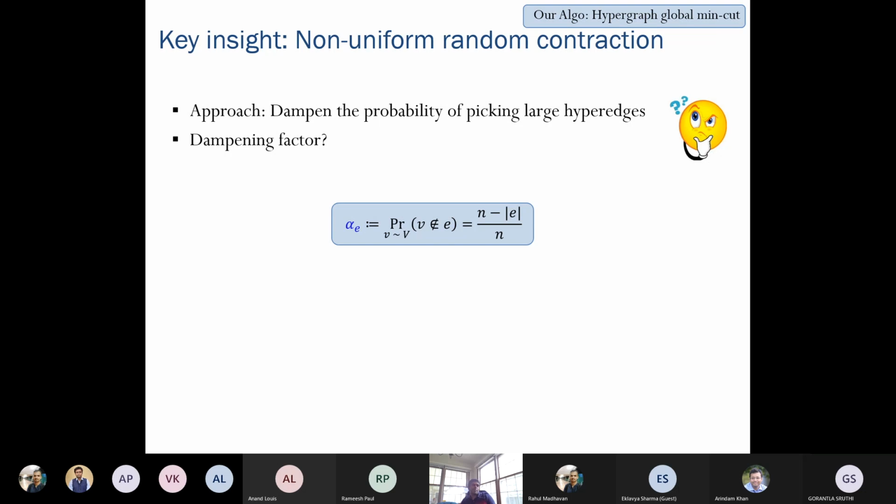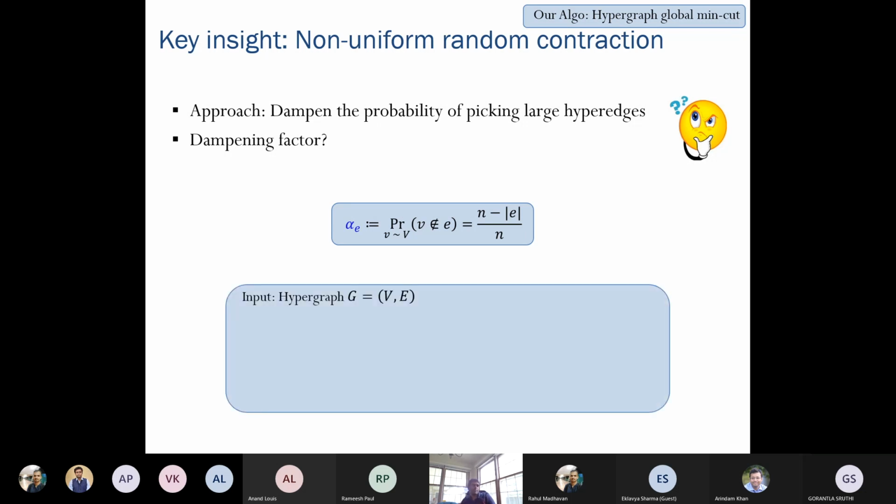Now, with this definition of the dampening factor, here is our algorithm for global min-cut in hypergraphs. Given the input hypergraph G, we compute these dampening factors. Now, what does it mean if the dampening factor of a hyperedge E is 0? It means that the hyperedge E is a spanning hyperedge. It has to contain all vertices, which means it crosses every cut. In particular, it crosses the min-cut. And if all dampening factors are 0, then all hyperedges are spanning. So in fact, you should be returning all hyperedges. This is the correct thing to do.